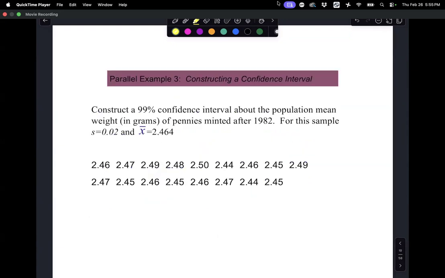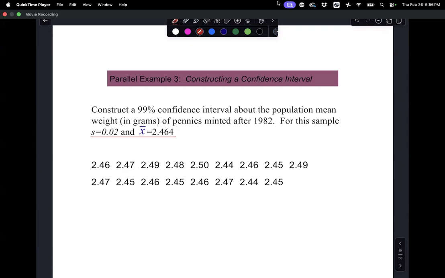So here we go. Here we have our sample of pennies. We're going to construct a 99% confidence interval about the population mean for the weight in grams of pennies minted after 1982. This sample has a standard deviation of 0.02 and a sample mean of 2.464. So we don't actually have to find the sample standard deviation here. They just gave us the data. Now, in our calculator function, we're going to be able to do it either way, whether we have the data or without the data. And I'm going to show you how to do that, but not yet.